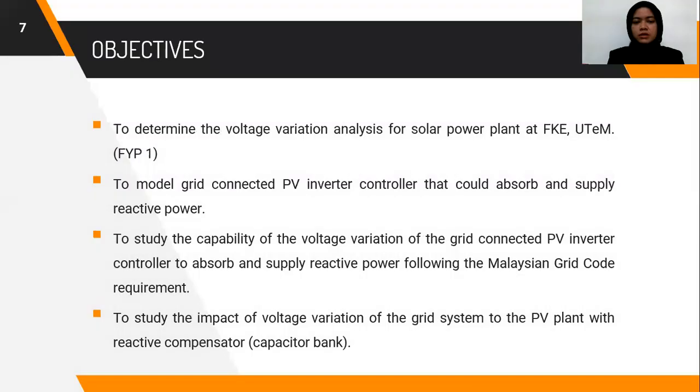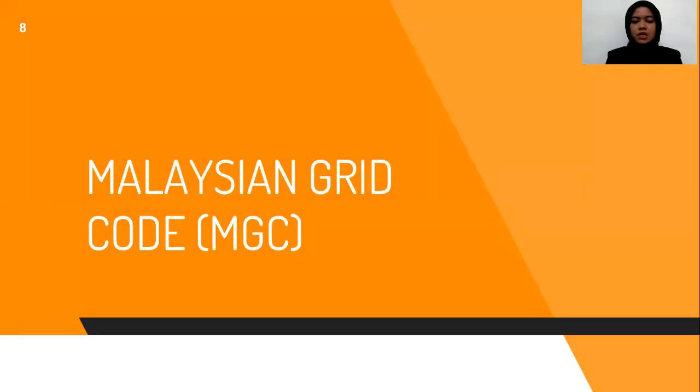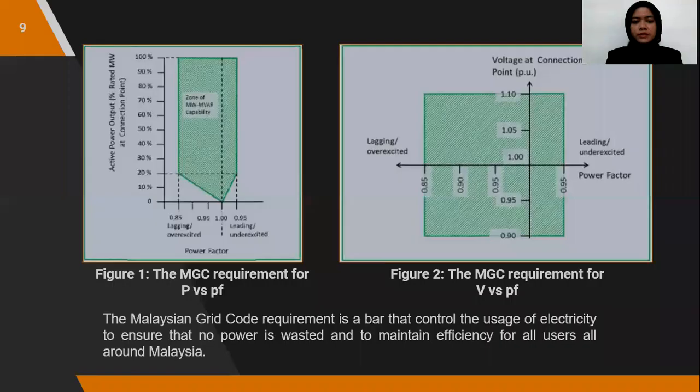The objectives of this project are, first, to determine the voltage variation analysis for the solar power plant at FKE UTEM, which has been done in FYP1. Second is to model a grid-connected PV inverter controller that could absorb and supply reactive power. Third, to study the capability of the voltage variation of the grid-connected PV inverter controller to absorb and supply reactive power following the Malaysian grid code requirement. Last is to study the impact of voltage variation of the grid system to the PV plant with a reactive compensator, which is a capacitor bank.